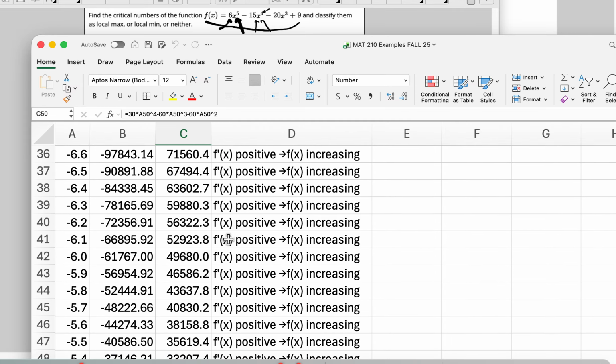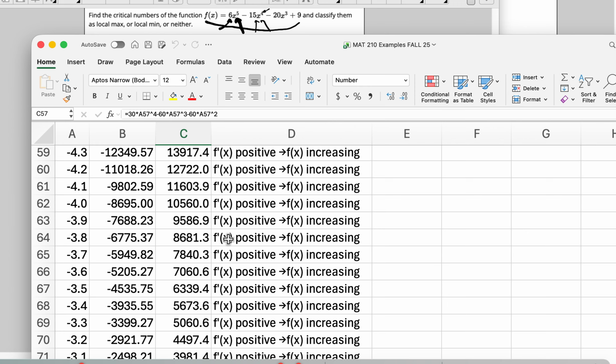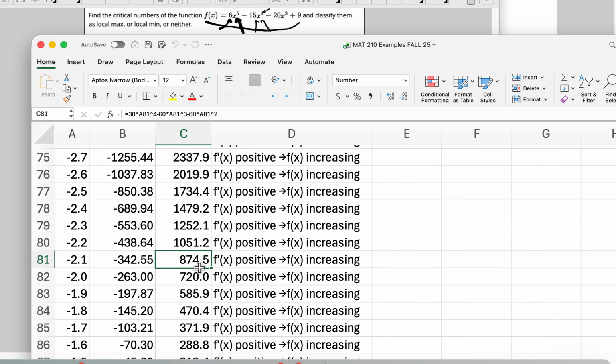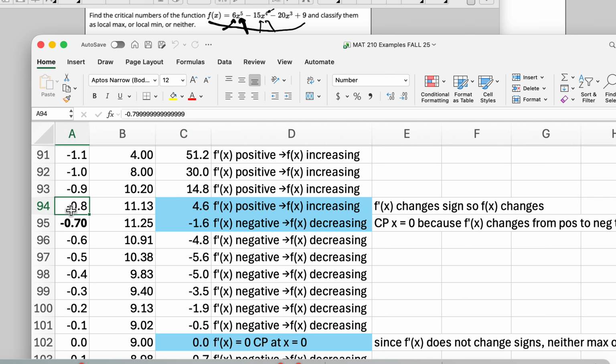If I want to use Excel to find the critical points, I'm going to keep looking. I know that if my derivative is equal to 0, that is going to tell me that I have a critical point. So I'm going to look here in my f prime of x, column C for me, and I see that when I come to x equals -0.8, my derivative is 4.6. And then when I get to x equals -0.7, I'm at -1.6. So f of x is increasing when x is equal to -0.8, and then once I get to -0.7, f of x is decreasing. Because I have a sign change there, that's where I'm looking.